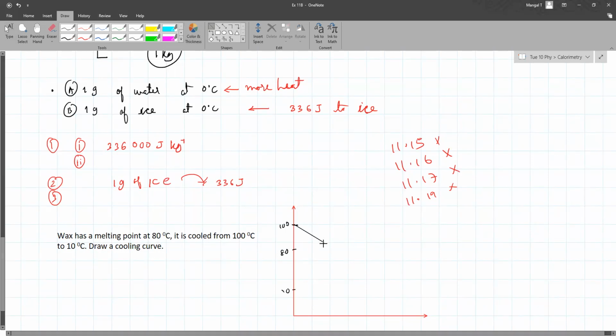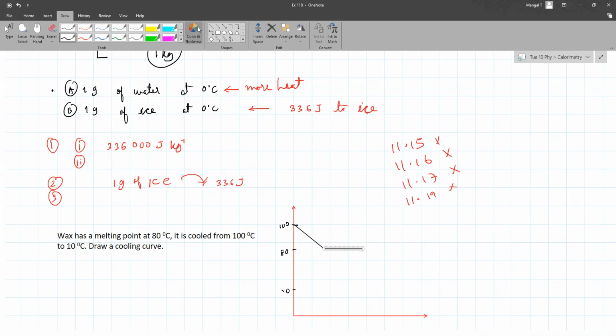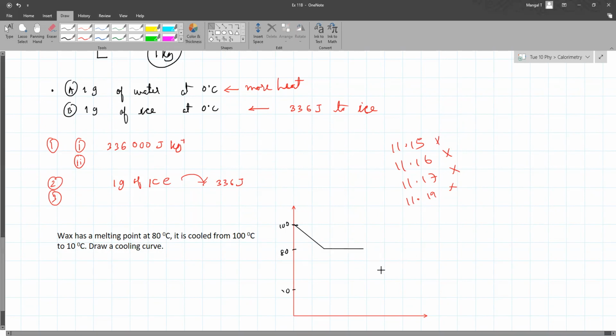So you can bring down the temperature till 80. Then at 80 degrees Celsius, you just show the horizontal, and from 80 to 10, you are again dropping the temperature. Of course, you write temperature and time over here. Why will 80 be like a standard line? Is it because its melting point is 80? Yes, because that is the melting point.